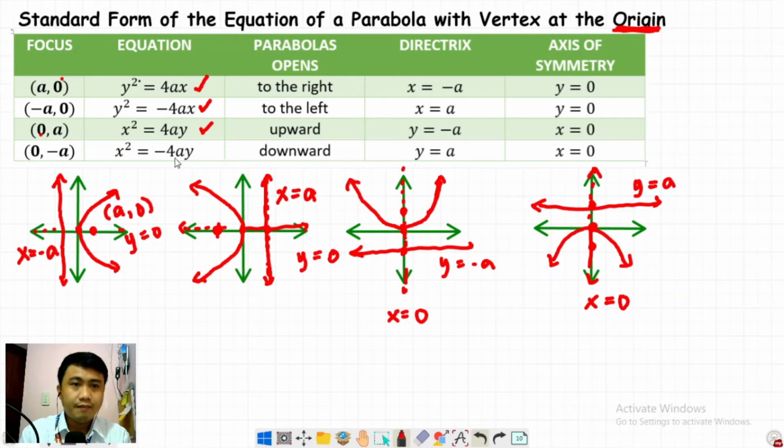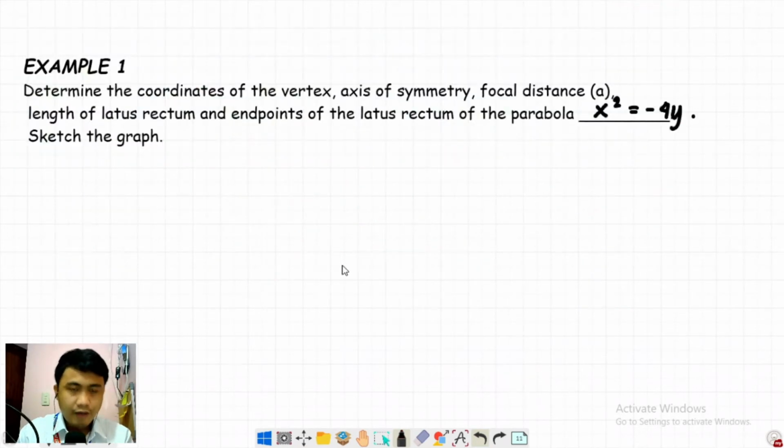And of course, as you see, this opens downward, so our equation is x squared is equal to negative 4y. And so we have these as our four standard forms of the equation of a parabola with vertex at the origin. Okay, so started pa lang tayo sa origin, iba din kapag ang ating vertex ay hindi po sa origin. Okay, so we have here an example number 1.